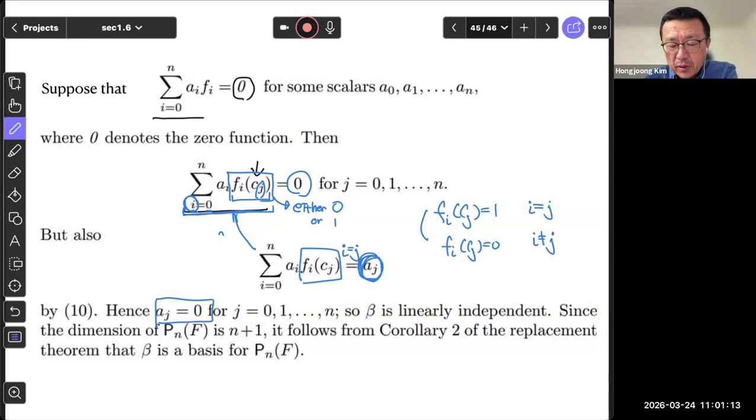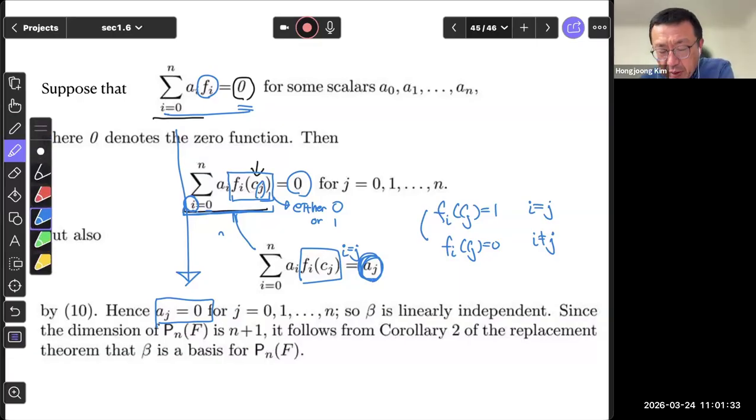Then what does that mean? When I consider this linear combination of these functions, and if I assume that this linear combination is a zero vector, then I could derive this result. Each coefficient must be 0. That means these functions f0, f1, up to fn will all be linearly independent.